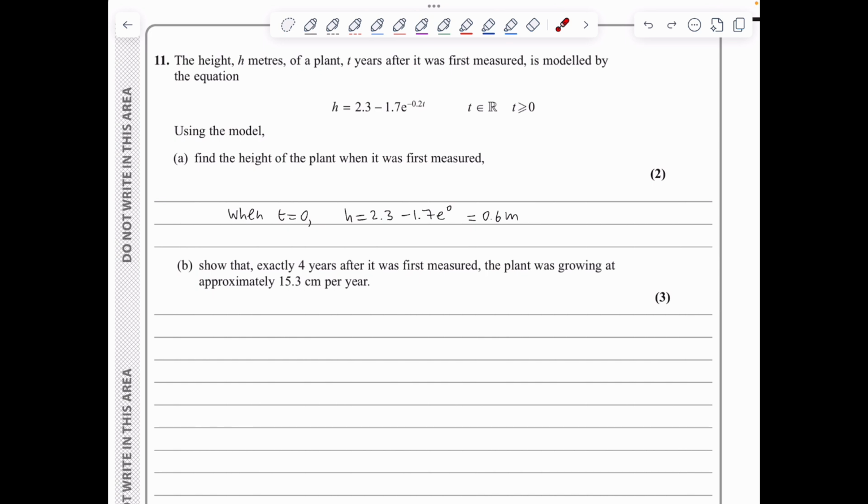In part B, we need to show that exactly 4 years after first being measured, the plant is growing at a rate of approximately 15.3 centimeters per year. So we need to be looking at the rate of change of the height with respect to time. So we're differentiating. The 2.3 is a constant, so the derivative is 0. And then we've got minus 1.7. When I'm differentiating an expression with e, I get the derivative of the exponent down, which is negative 0.2, and it's e to the minus 0.2t, which simplifies to 0.34 e to the minus 0.2t.